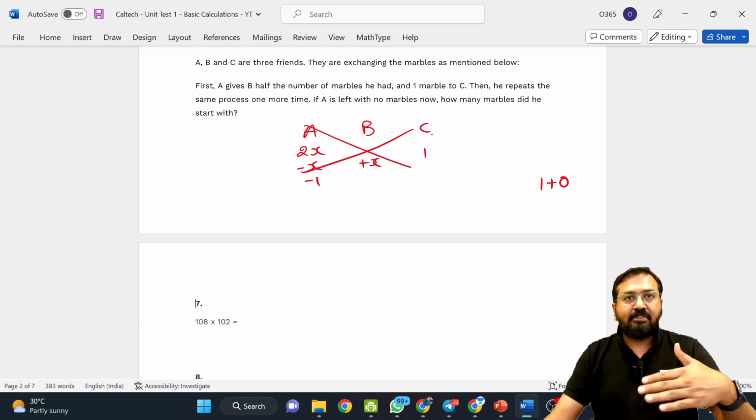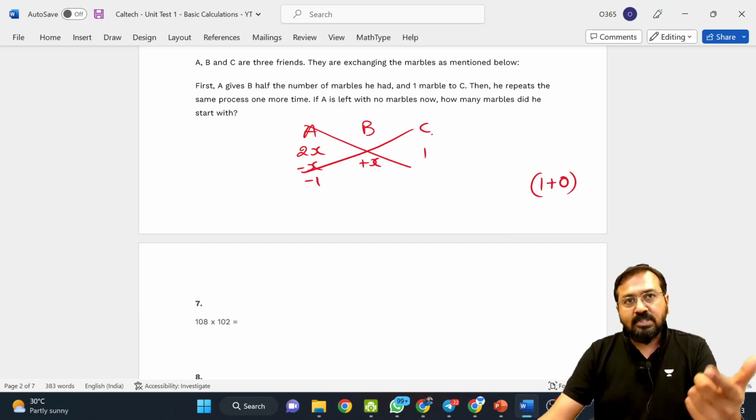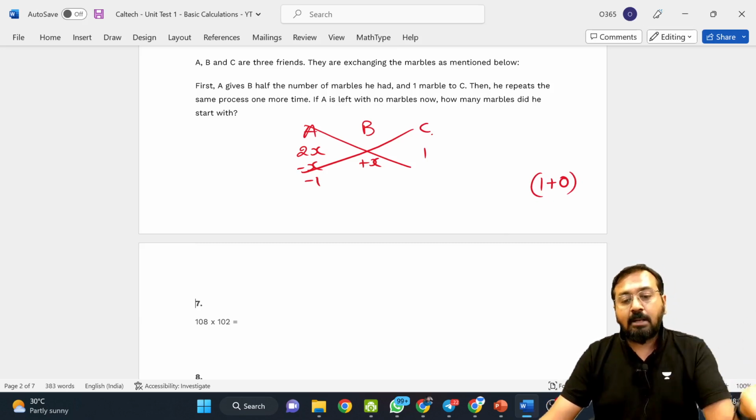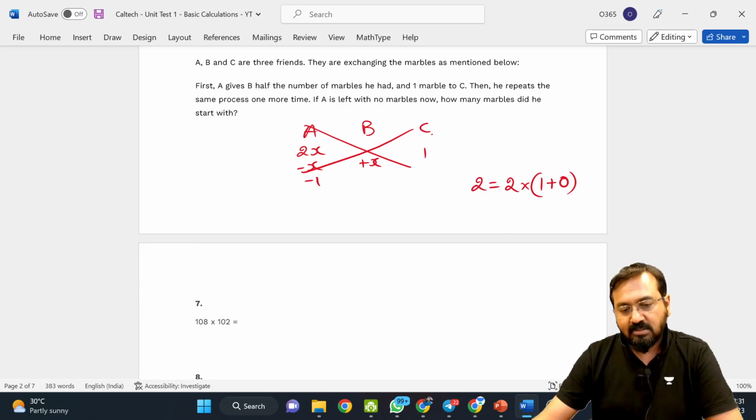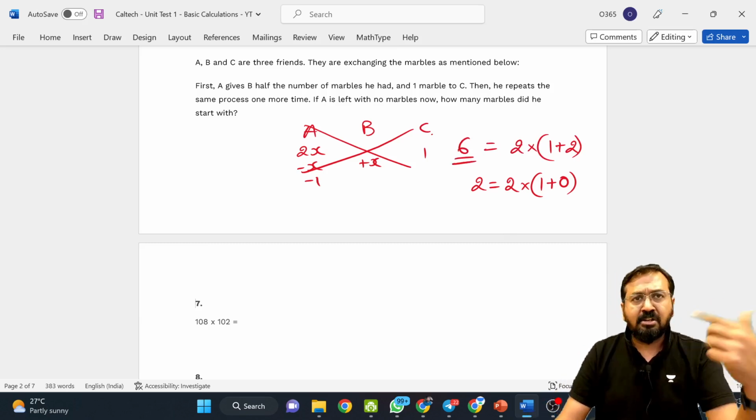So we will add 1. Whatever we have done, we'll do the reverse of that. Before giving to C, A had given half the marbles to B. So here we'll make it double, because the opposite of half is double. That means after the first cycle, A must have 2 marbles. Then once again he is starting with 2 marbles. He is giving 1 marble to C, and before that he is giving half the marbles to B. So that means he must have started with 6 marbles. So this is how you can do it in the reverse order.